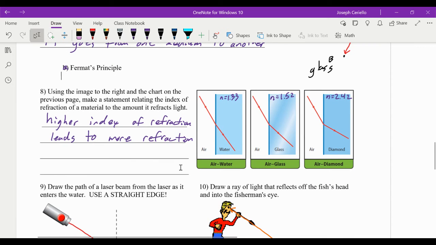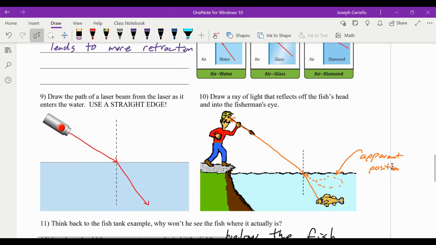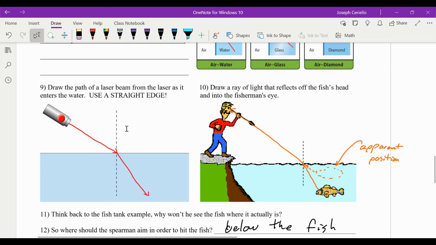What we came up with here is that a higher index of refraction leads to more refraction. Notice here how air going into water bends it a little bit, but going into glass, going into diamond bends it even more. We just did a couple quick examples of drawing a refracted light ray as it goes from air into water, or in reverse, from water into air.